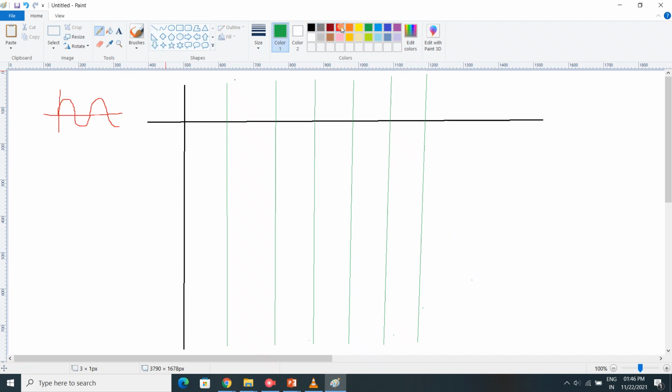So see, I have drawn 6 segments. Now I have a single phase. Now the rectification of the single phase, because this is pi, this is 2 pi. So what will be this angle? First one, this is 0, this is 1, 2, 3, 4, 5, 6.